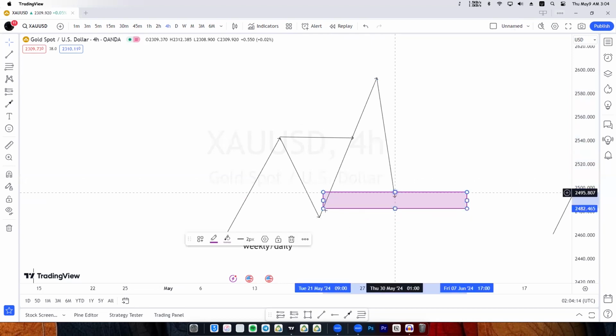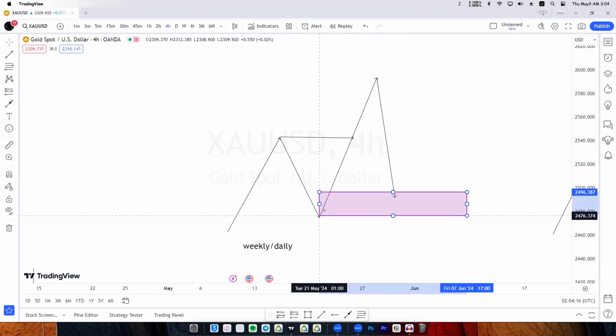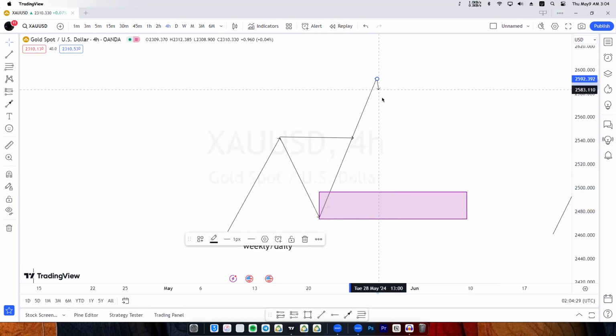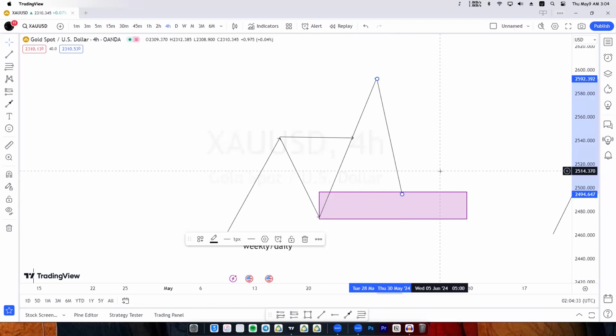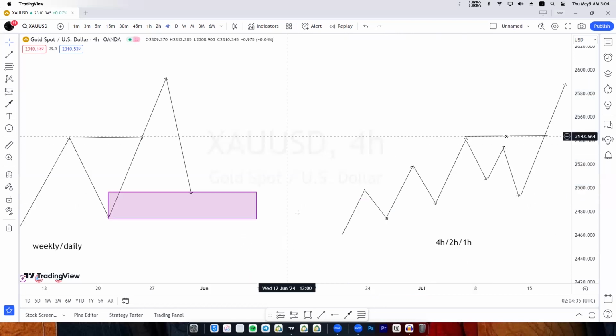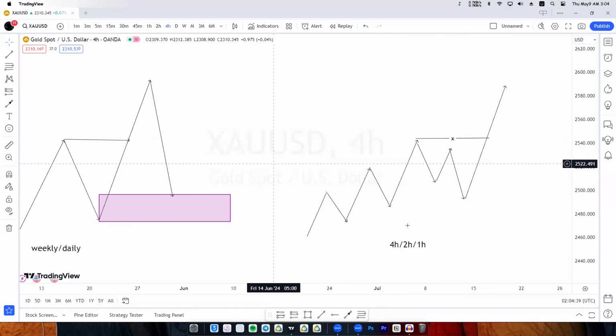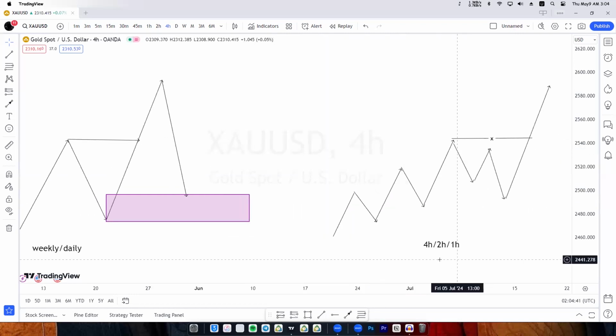Where I'm looking to buy. So if this is my higher time frame, weekly time frame, impulse, break of structure, I will be looking for a retracement into this weekly point of interest. Now, once price retraces into my point of interest, what I will go ahead and do is switch to my intermediate time frame, which is basically the 4 hour, 2 hour, or the 1 hour time frame.